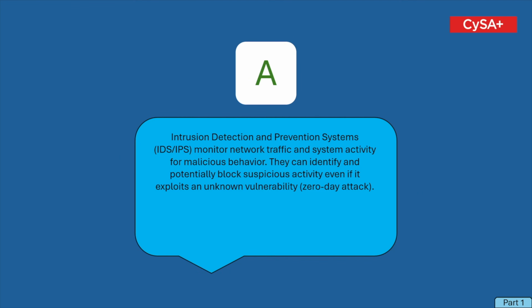Intrusion detection and prevention systems monitor network traffic and system activity for malicious behavior. They can identify and potentially block suspicious activity even if it exploits an unknown vulnerability, also known as a zero-day attack.